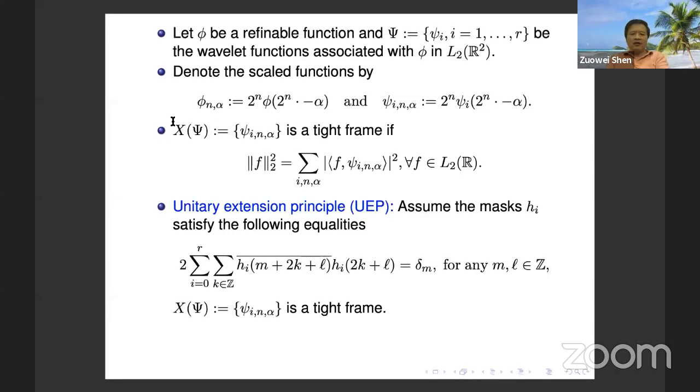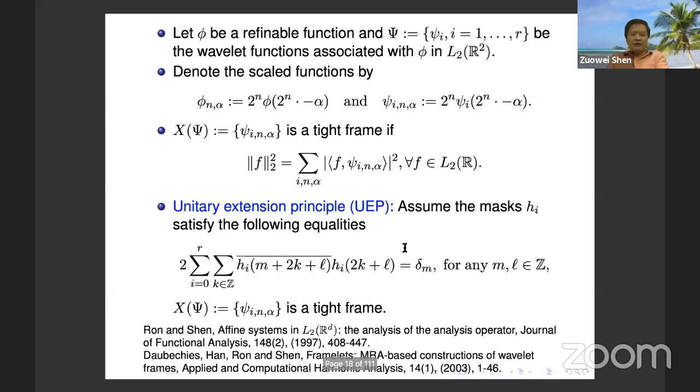This system is called the wavelet system. The wavelet system is a tight frame if this identity holds. What does it mean that this identity holds? It essentially tells you that if you use the wavelet system to sample your function, then it can be recovered completely from this data with your wavelet system.